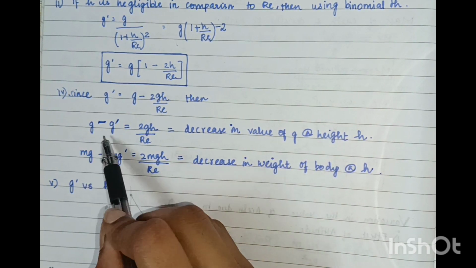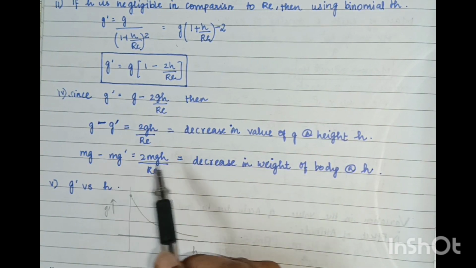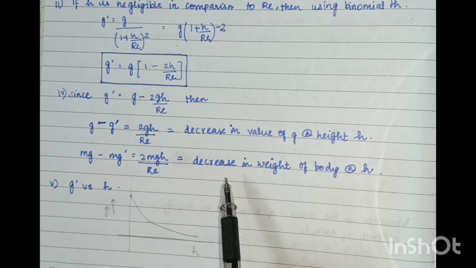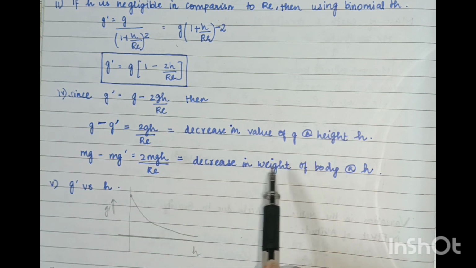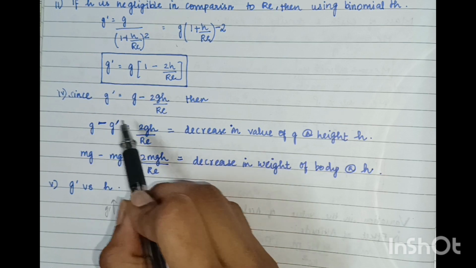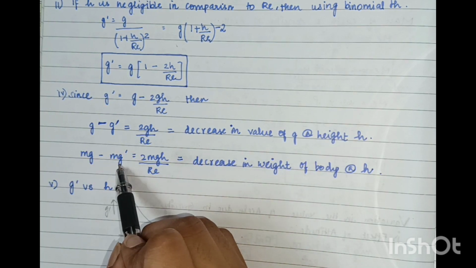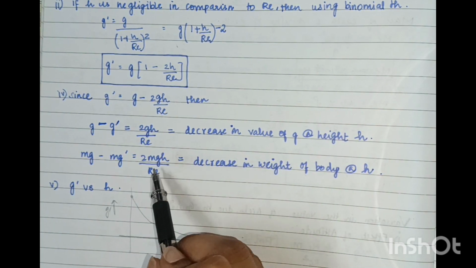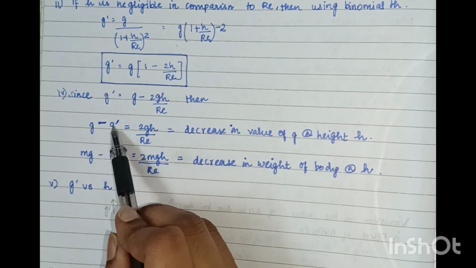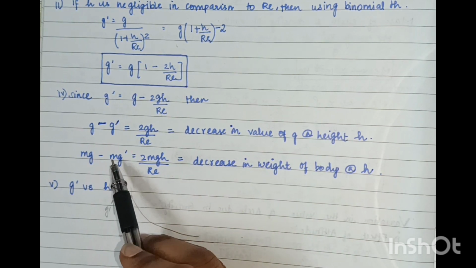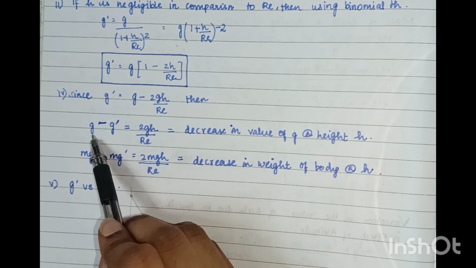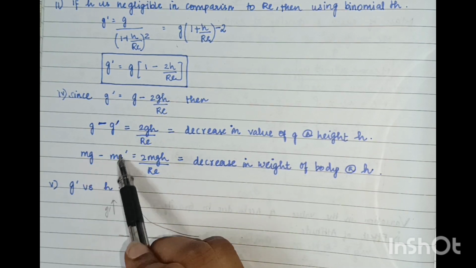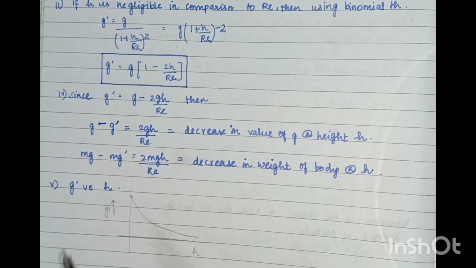Now if we multiply mass everywhere, we are going to get the formula for the decrease in weight of the body. Multiply m here, m here, m here. So mg minus mg dash is equal to 2mgh by R. So what is this g minus g dash or mg minus mg dash? That is nothing but the decrease in the value of g at a certain height. So this is the decrease in the value of weight at a certain height.